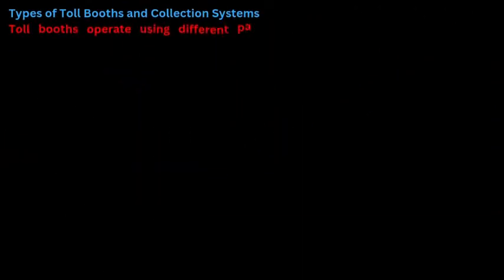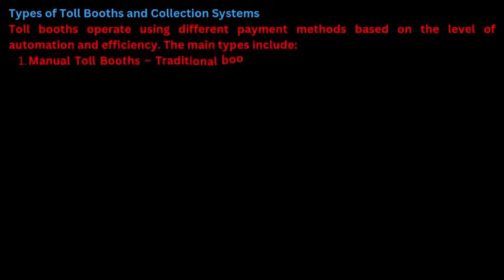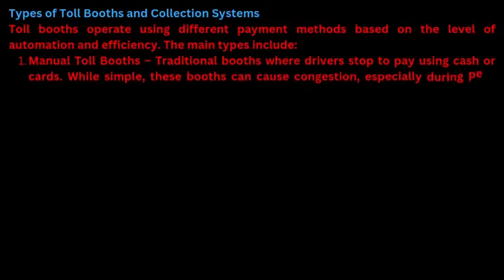Types of toll booths and collection systems. Toll booths operate using different payment methods based on the level of automation and efficiency. The main types include: 1. Manual toll booths, traditional booths where drivers stop to pay using cash or cards. While simple, these booths can cause congestion, especially during peak hours.